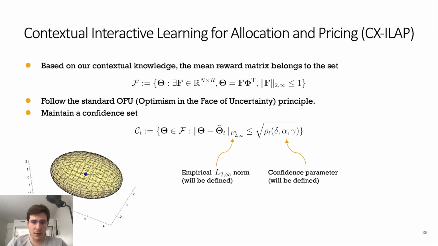The OFU algorithm maintains a confidence set that is going to include the true value of theta with high probability, and it's going to be constructed as a norm ball for some norm that we're going to define, which we call the empirical L2 comma infinity norm, and it is going to be useful in deciding on the offers that we are going to make, as well as the prices.